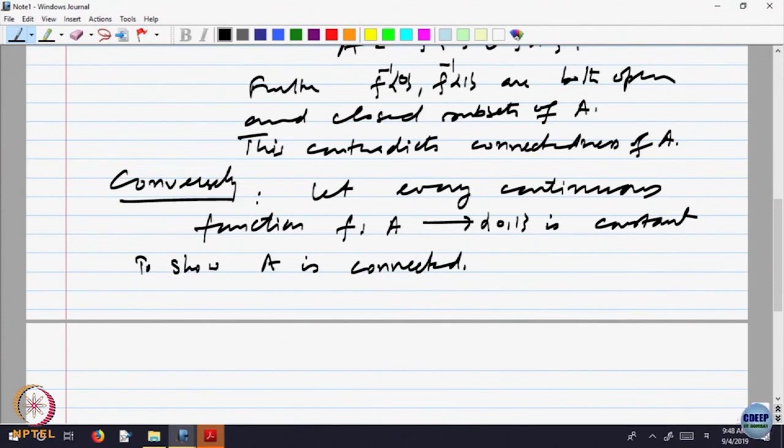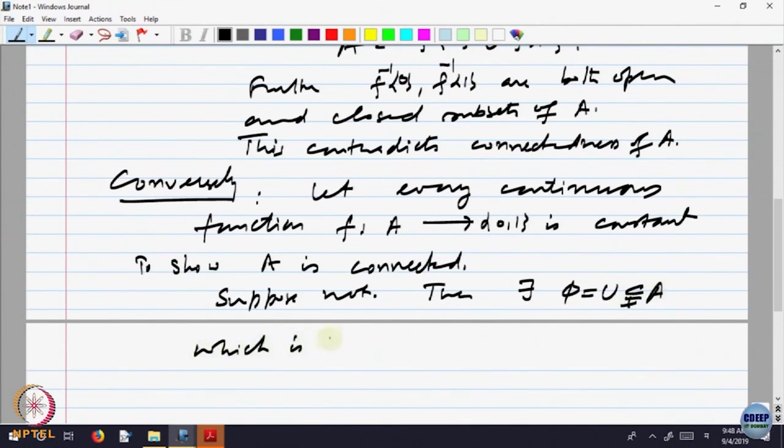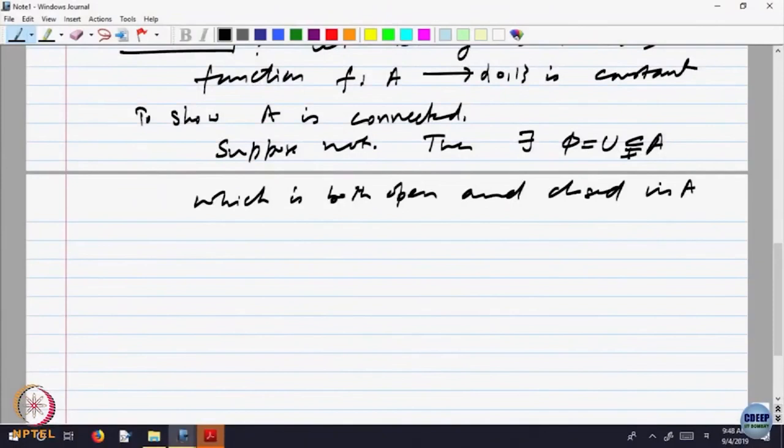So, if not, again by contradiction, suppose not, then there exists a non-empty proper subset U of A which is both open and closed in A, because A is not connected. Now, here is something which you will find useful later on also.